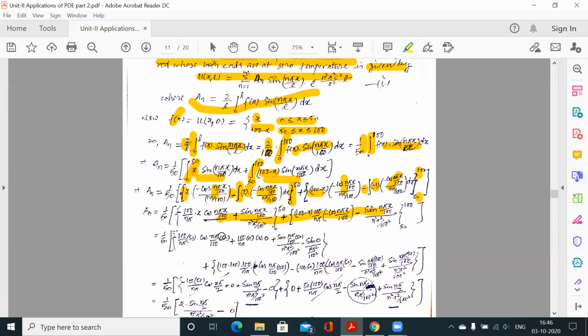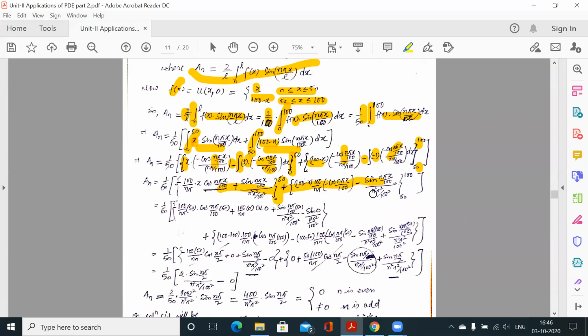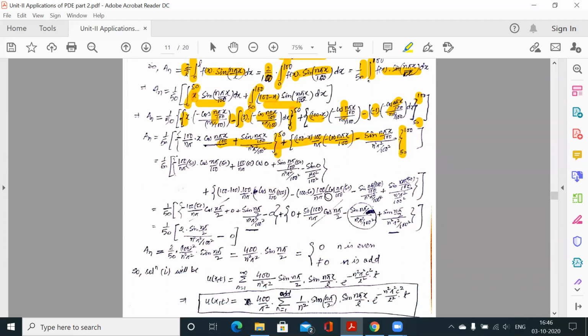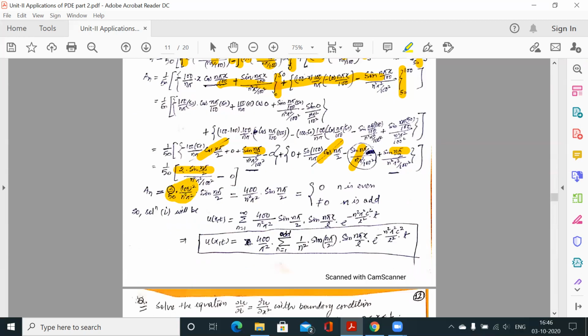We will get this. Now simply by applying the limits 0 to 50, 50 to 100, some terms would be cancelled out, because this is sine n pi, so this would be 0. This would be cancelled by this term, and this is sine n pi by 2, sine n pi by 2. So 2 times sine n pi by 2. So this is the simplification, or 400 by n square pi square sine n pi by 2. Again, if n is even, suppose n is 4, so 4 pi by 2 means 2 pi, sine of every multiple of pi is 0, so this is 0. And when n is odd, this is non-zero.